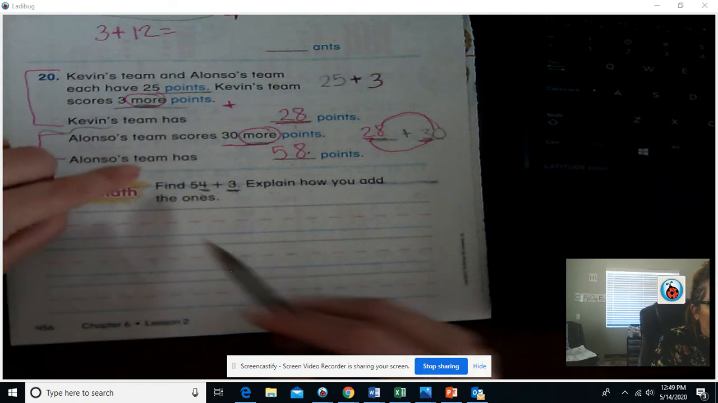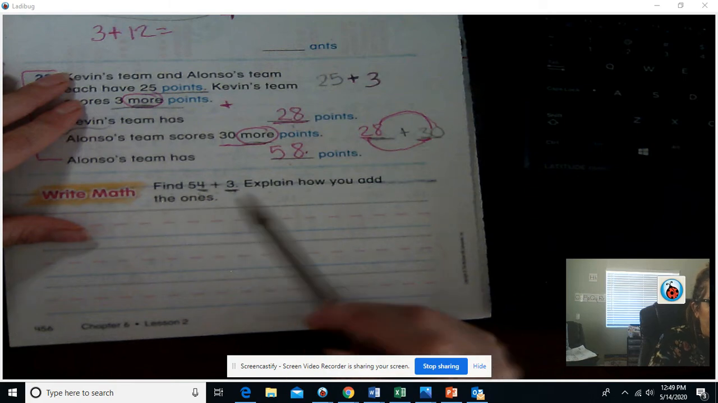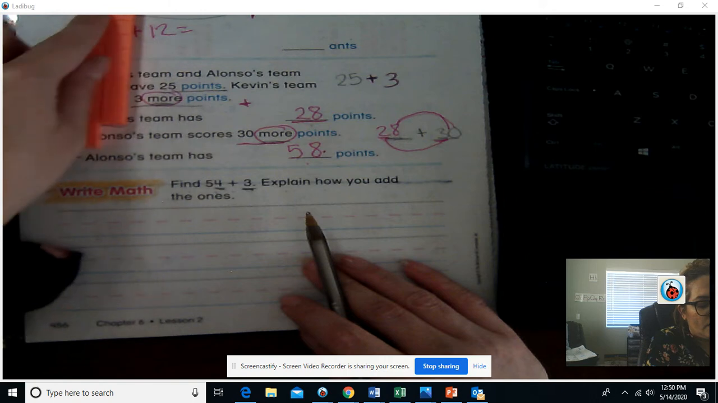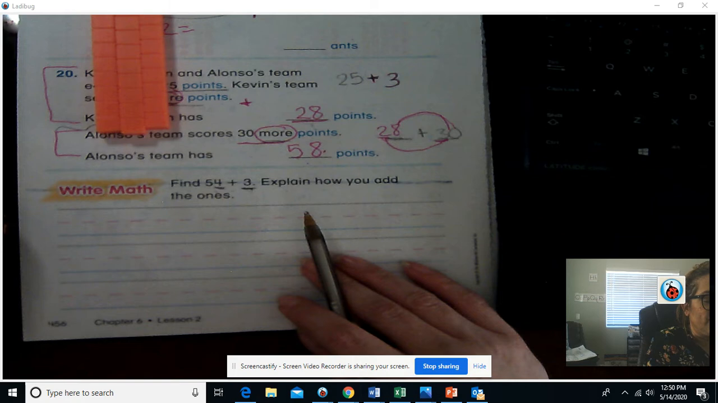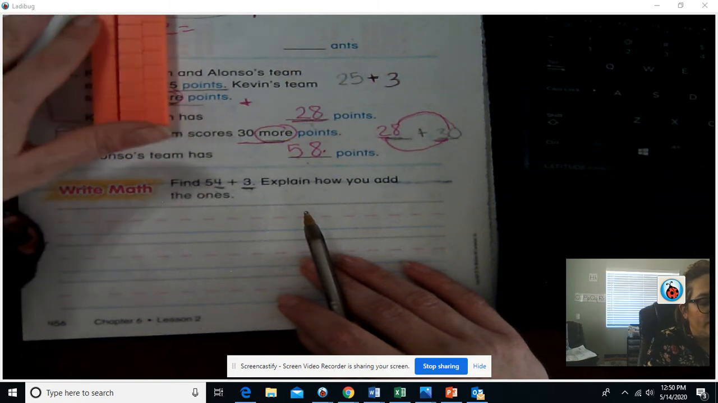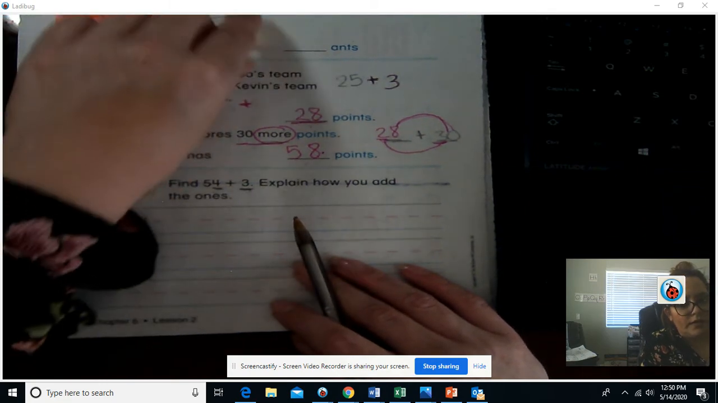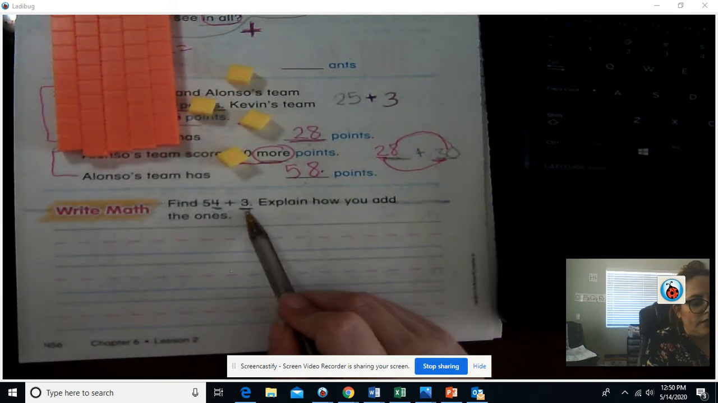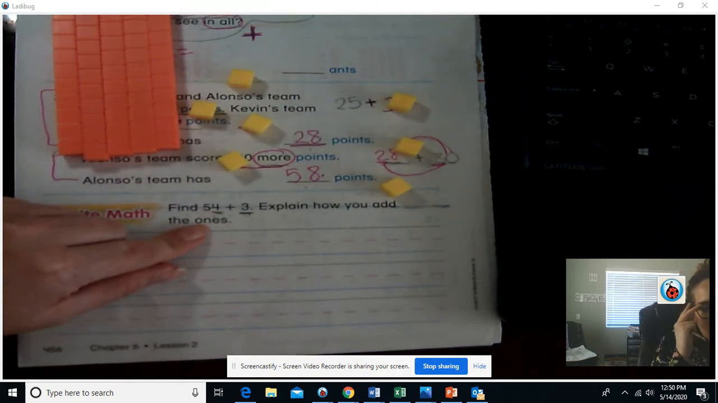And last but not least, write math. It says find 54 plus 3. Explain how you add the ones. So 54, so that's 5, 10, 50, I'm counting by fives. 10, 20, 30, 40, 50, 51, 52, 53, 54, plus 3, 1, 2, 3. Explain how you add the ones. What color are the ones?